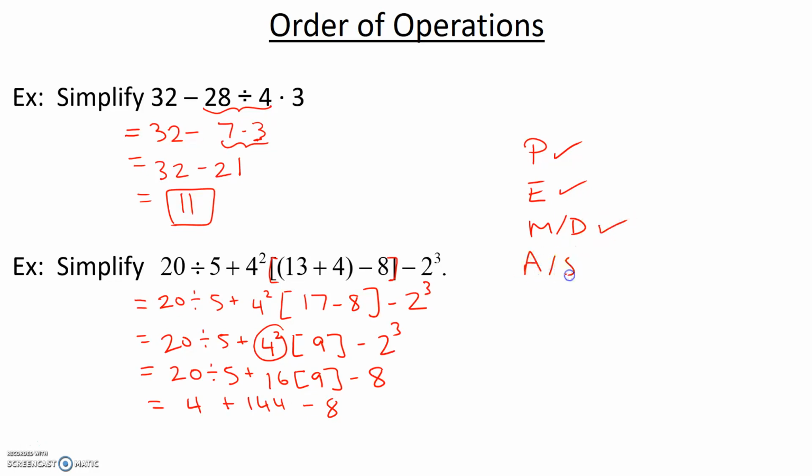Now going left to right, let's perform any addition or subtraction. 4 plus 144 is 148. 148 minus 8 is 140. So our final answer here is going to be 140.